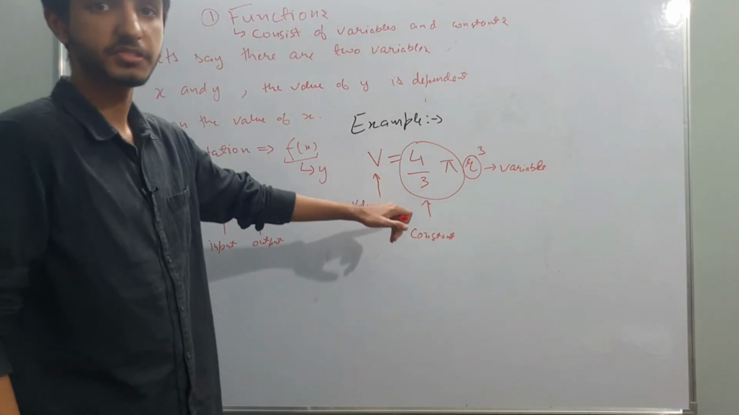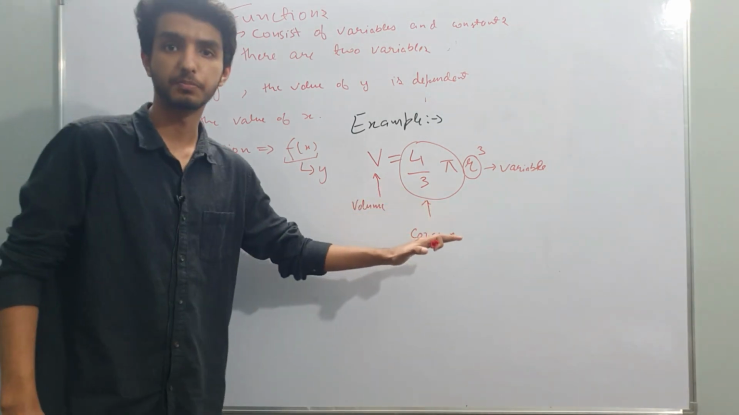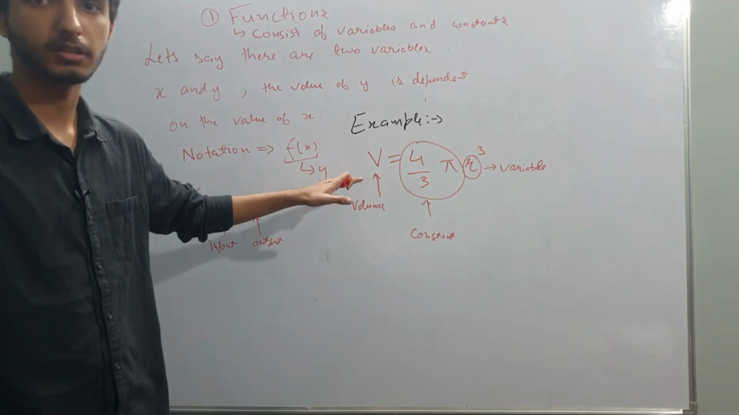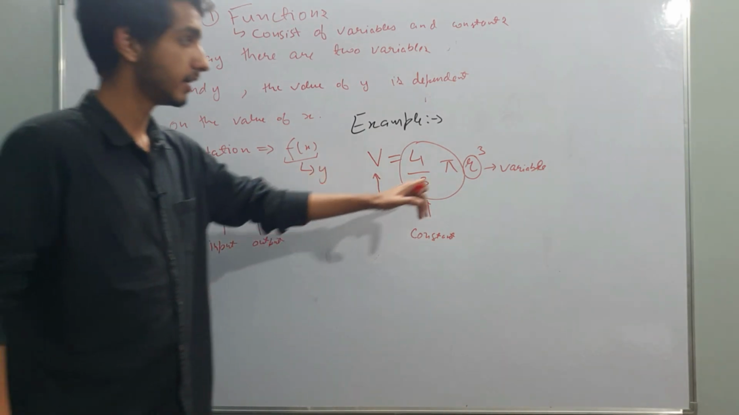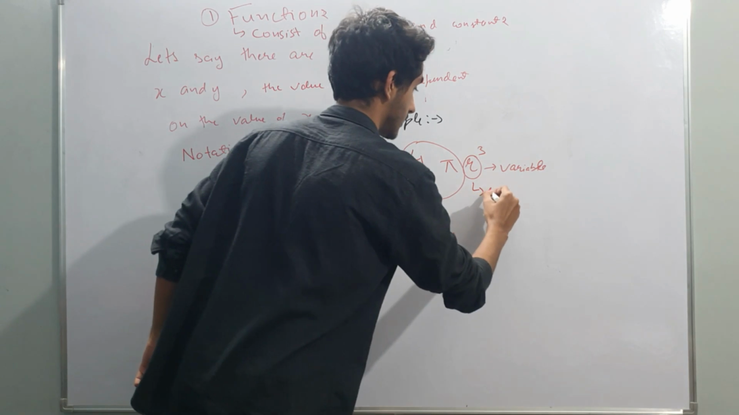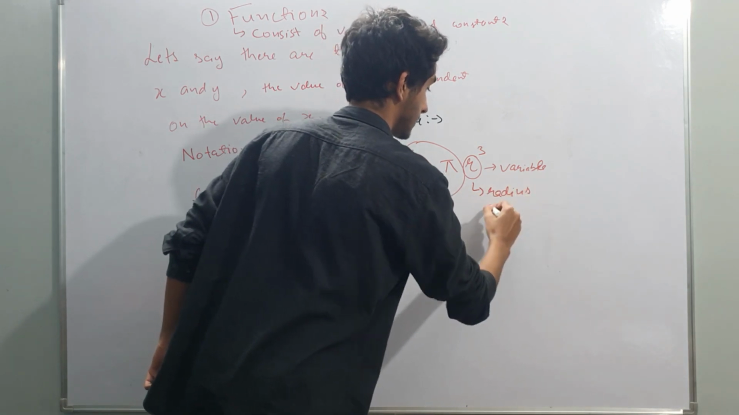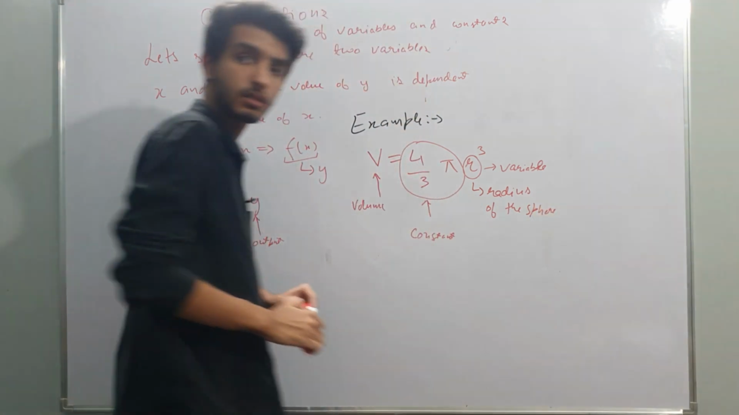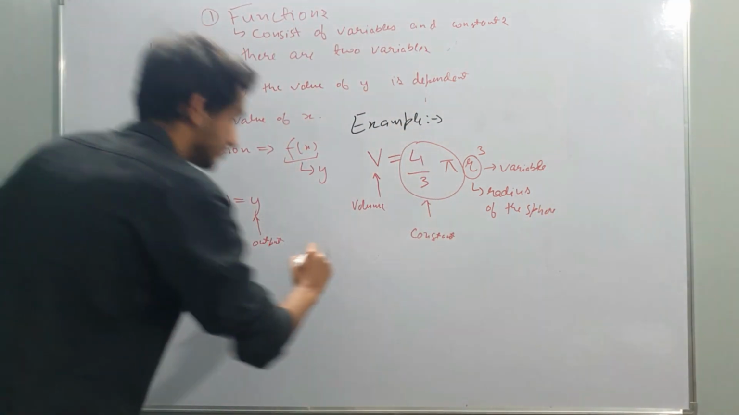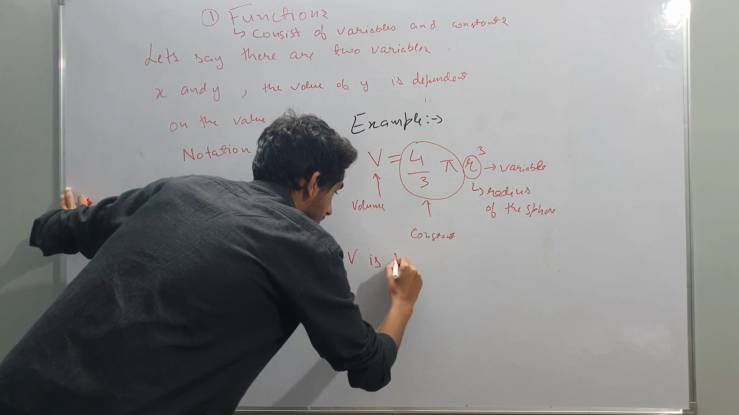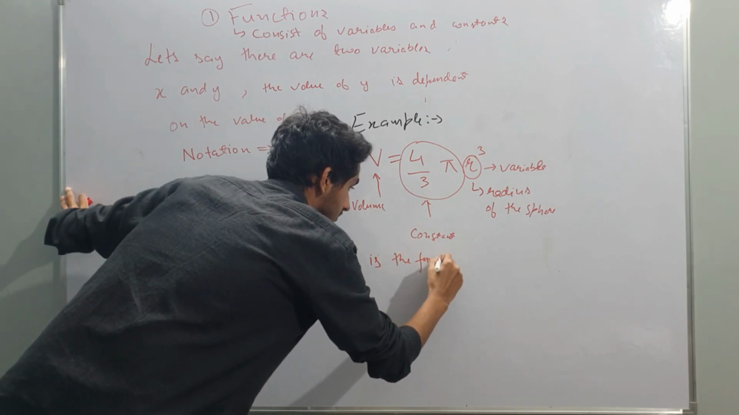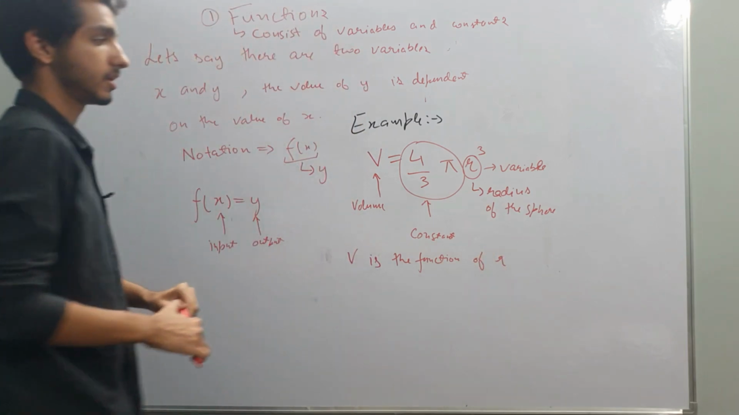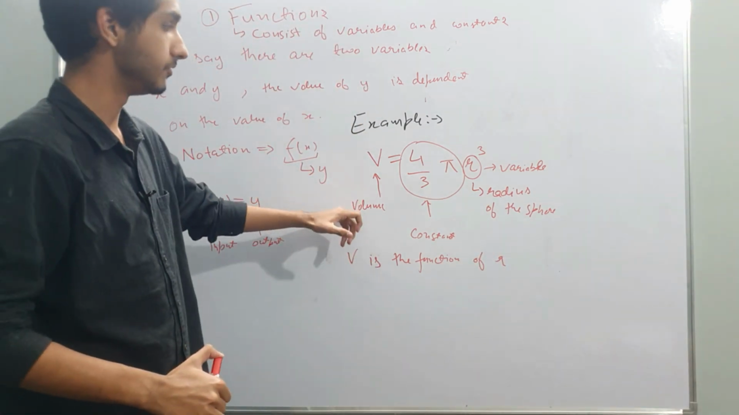So as we know, this is a constant value. This will not change whatever we plug in the value of r, because in this case the two variables are V, which is denoting the volume, and r, which is the radius of the sphere. So in this case we can say V is the function of r, where r is the radius of the sphere and V is the volume of the sphere.